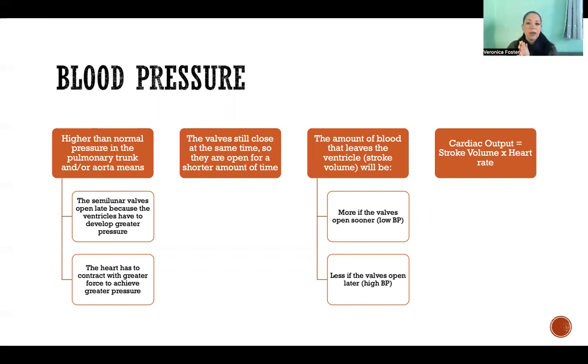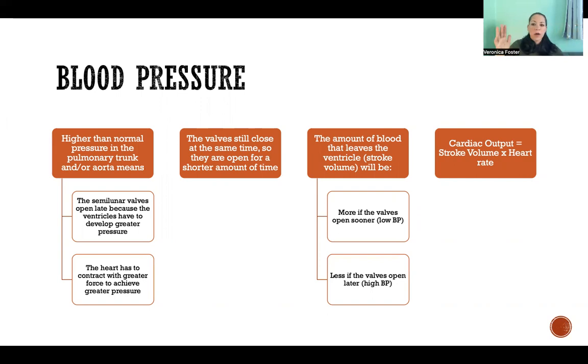Now, where it comes to stroke volume, what happens is, even if the blood pressure is high and the valves open late, the valves are still going to close at the same time, just about. So as the blood is leaving the heart, the valves are still going to close at the same time. So when the valves open is going to determine how long the valves are open for. So if the valves open early because we have low blood pressure, then they're going to be open for a longer space of time. Then if the valves open later because we have high blood pressure, then the valves are going to be open for a shorter space of time.